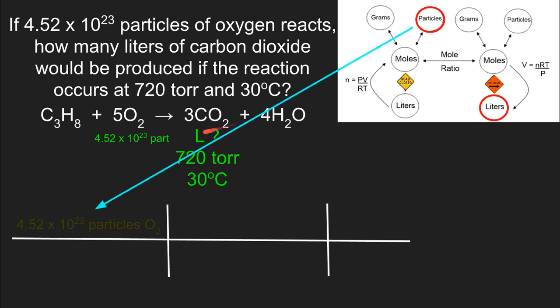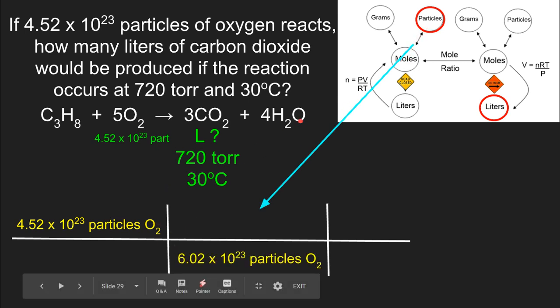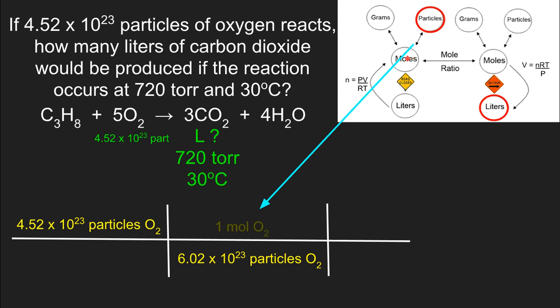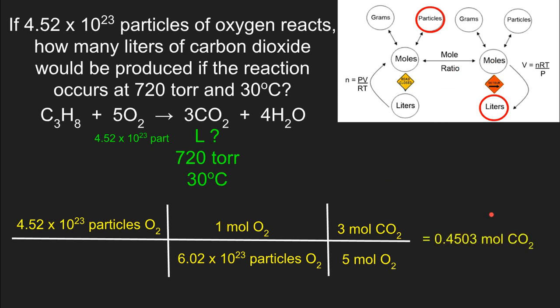So first, particles. Boom, there it is. 4.52 times 10 to the 23rd particles of O2. If I want to go through this path right now, what do I have to use? Avogadro's number. So 6.02 times 10 to the 23rd. What goes on top? I'm going to moles. That's 1. Now where am I? Now I have to go through here. Mole ratio. I have 5 and I have a 3. So the 5 goes on the bottom because I have O2 first. And the 3 goes on the top because that's what I'm trying to find. And I can't go any further. So that is my moles.